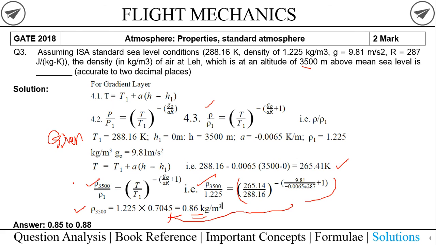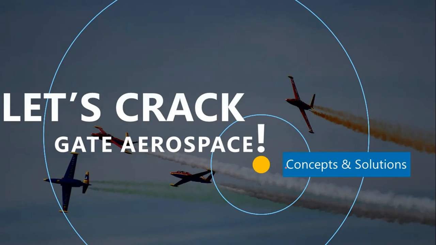Let's check the answer. As per the GATE answer key, it must lie between 0.85 to 0.88. So 0.86 satisfies the range of the answer. This is how we solve a numerical answer type question. That's it for this session. Thank you.